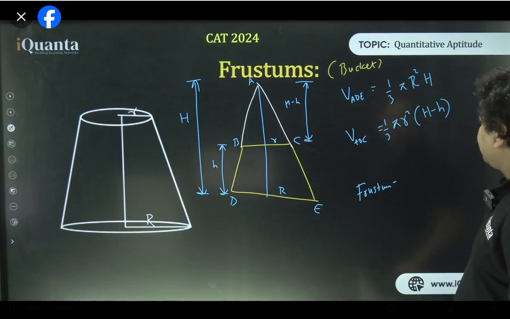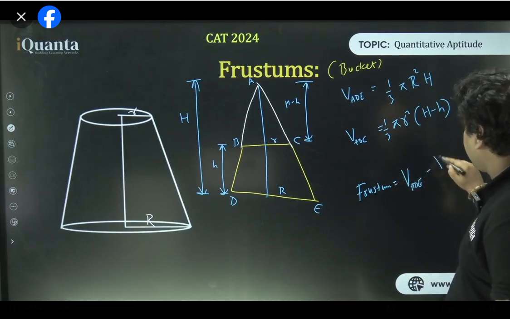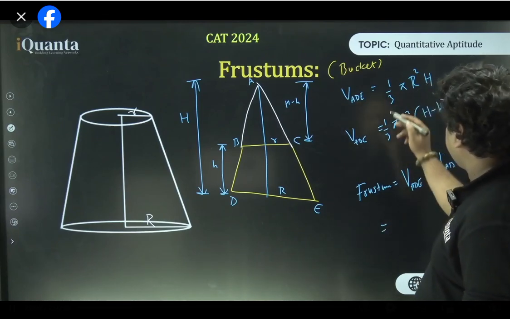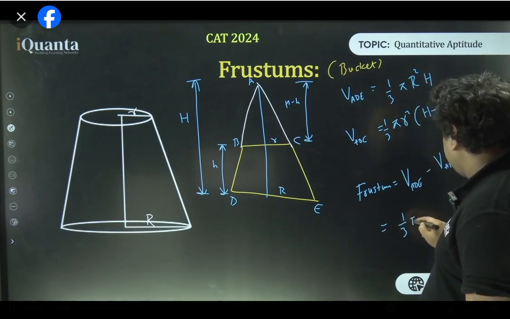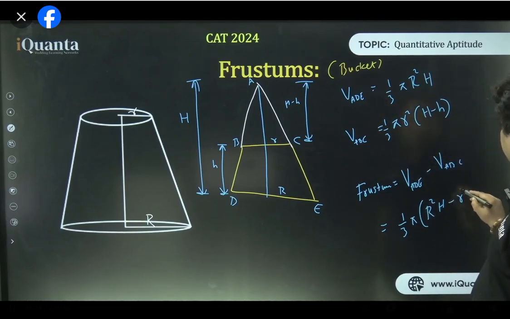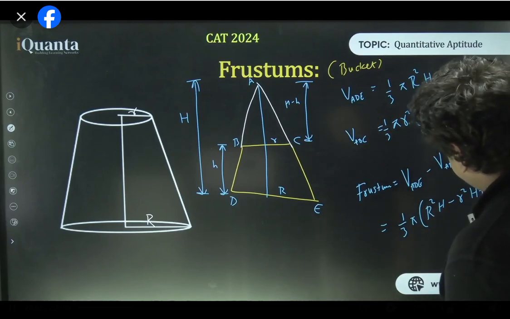So we have to subtract. So volume of the frustum will be volume of the bigger cone, that is ADE, minus the volume of smaller cone, that is ABC. 1/3 pi common ले लेता हूँ मैं. 1/3 pi is common. And inside the bracket we have capital R square capital H minus small r square small h. This is what we have. Any doubt over there? No?